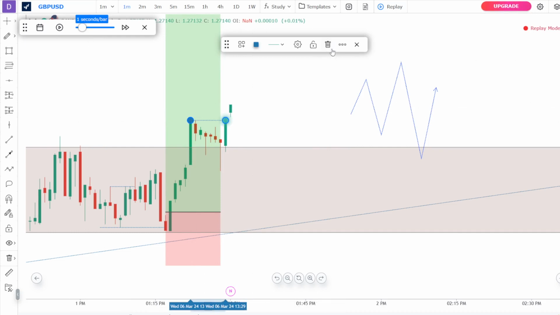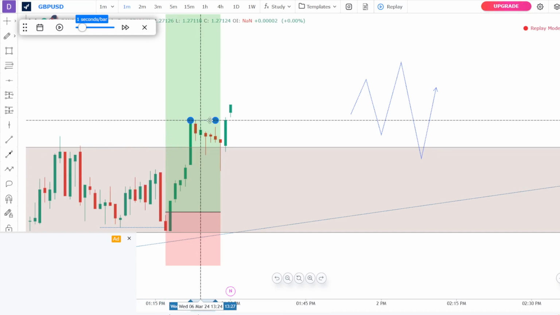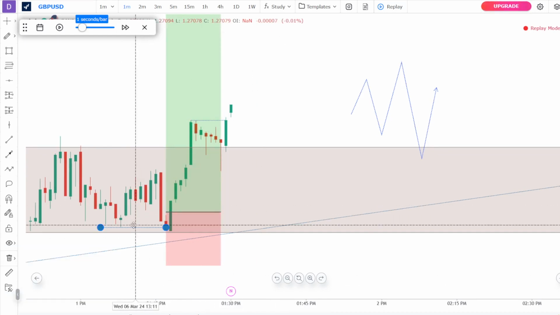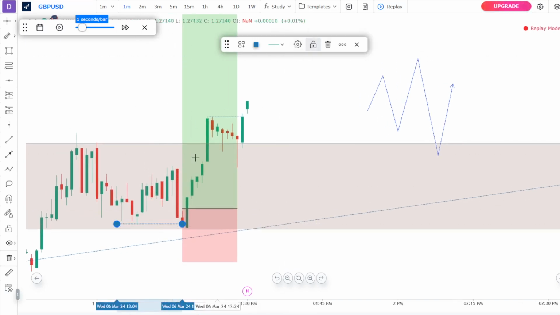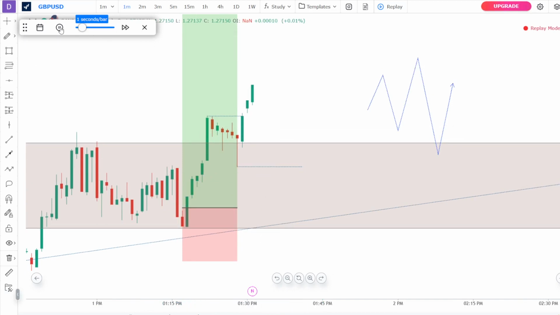Let me bring this thing to here, it will be easier for you guys. So the price got a fake break here. We want the price to again break this structure to the downside as well, and give the same fake break to the downside here. So, playing the price forward. Okay, the price did break the structure to the downside.